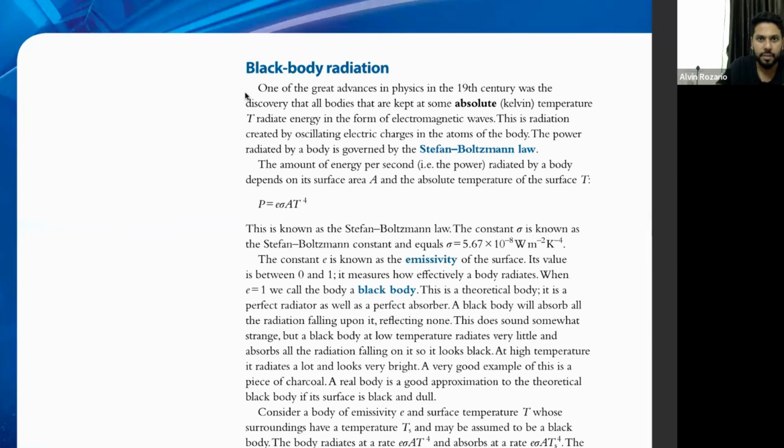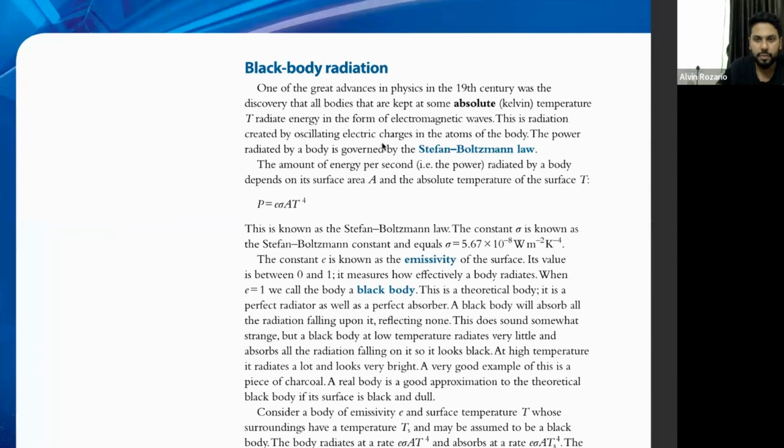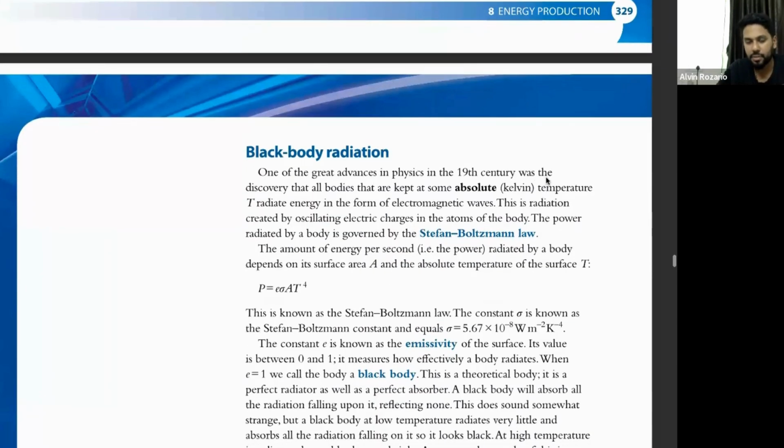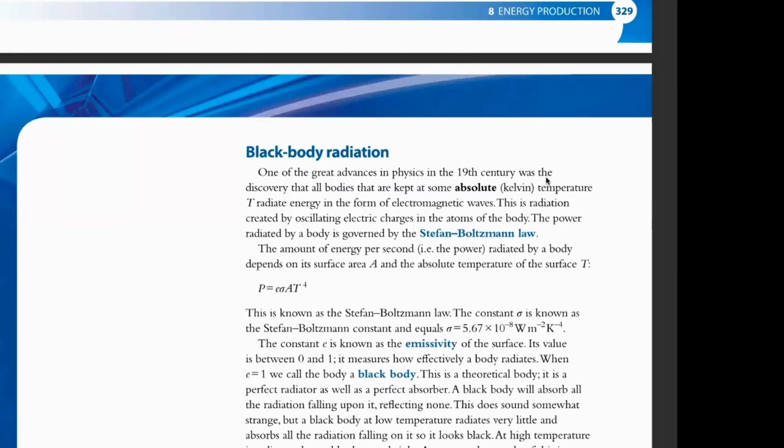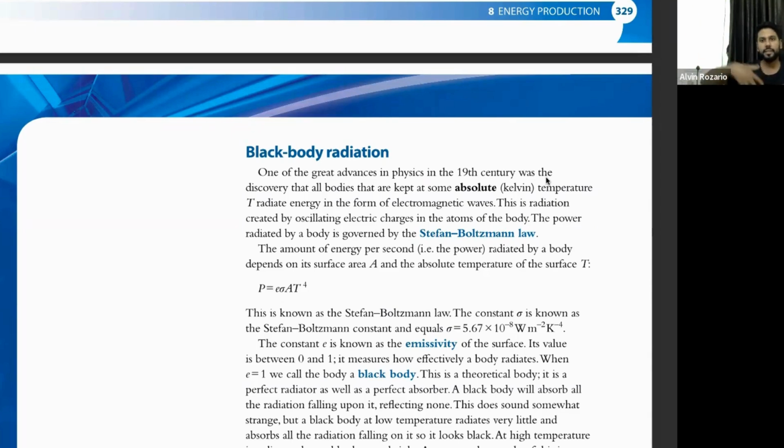Now, black body radiation is when you heat the black body. When you heat the black body, it starts emitting all the light which was absorbed earlier. So initially I showed you how the light is getting absorbed. There is black body absorption.